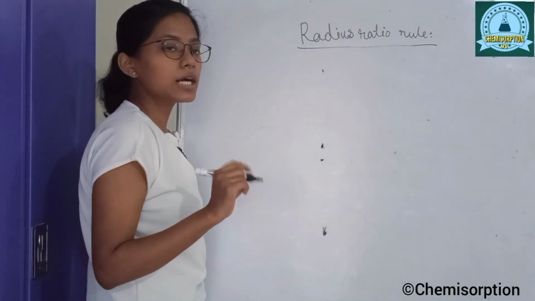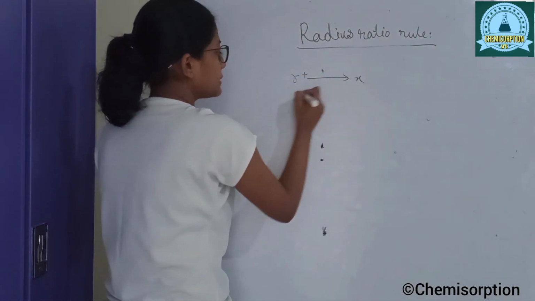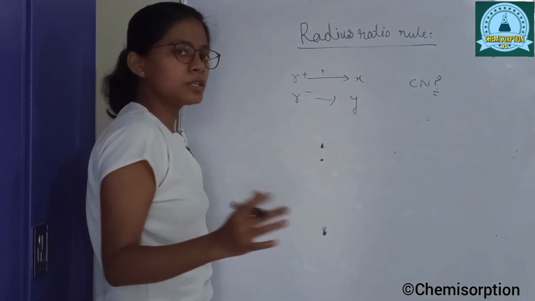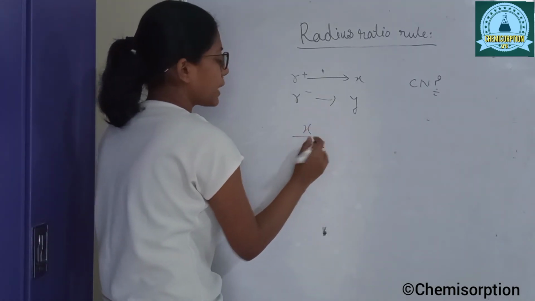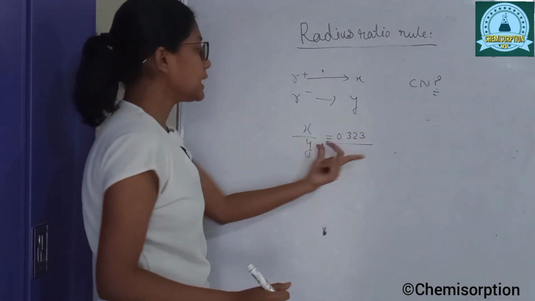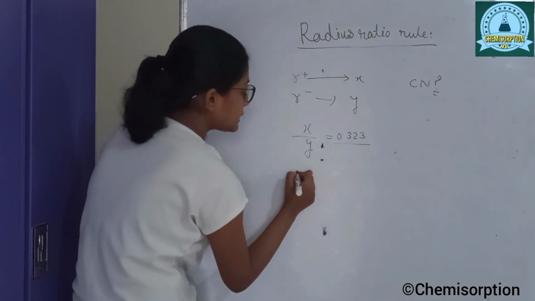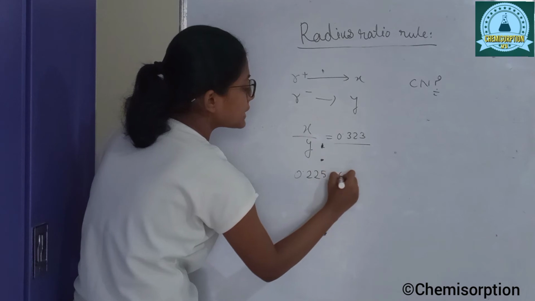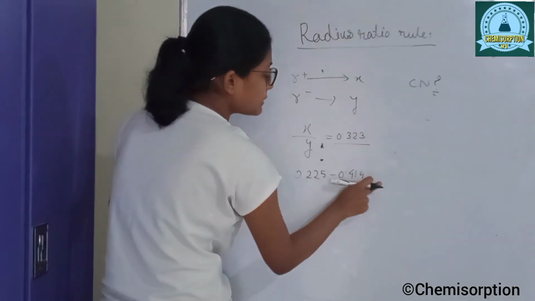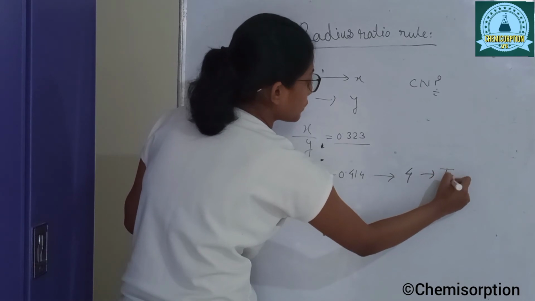Suppose one question comes like this: if the radius of the cation is x and radius of the anion is y, then what is its coordination number? Then what we will do? We will find the radius ratio x/y. Suppose this radius ratio is 0.323. Now we will see where this 0.323 lies. It lies between 0.225 to 0.414, right?